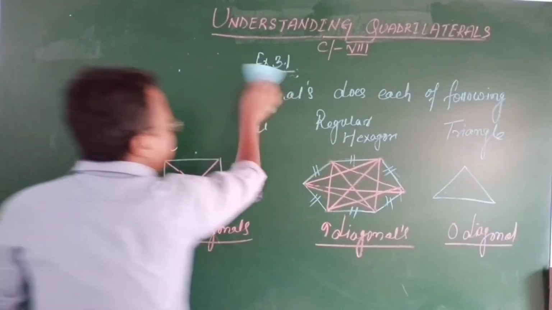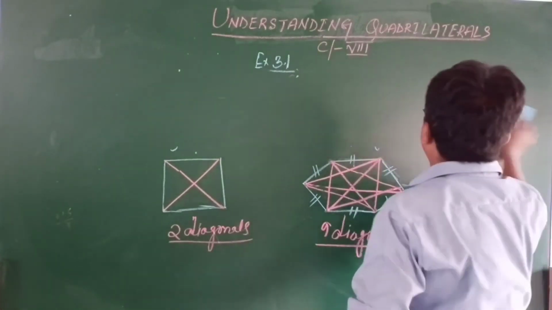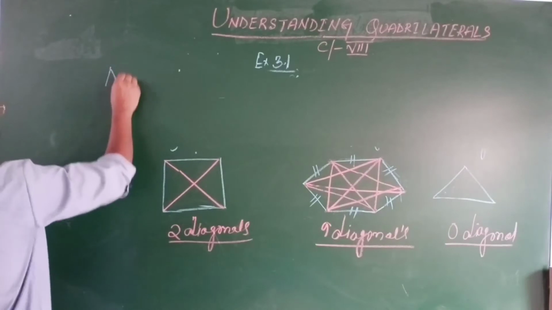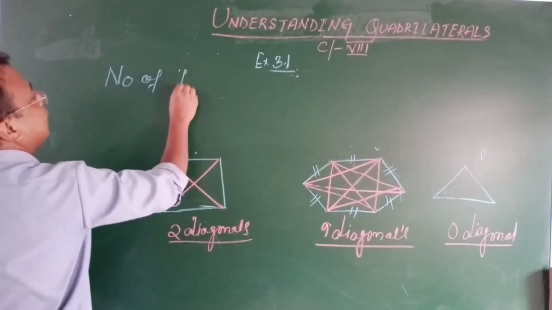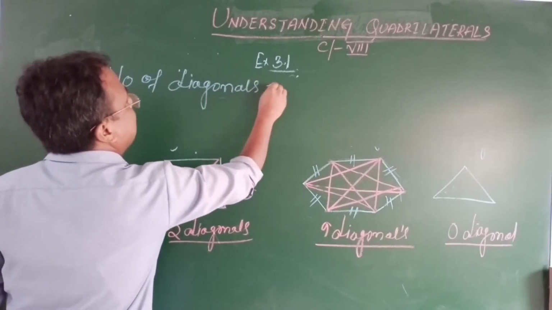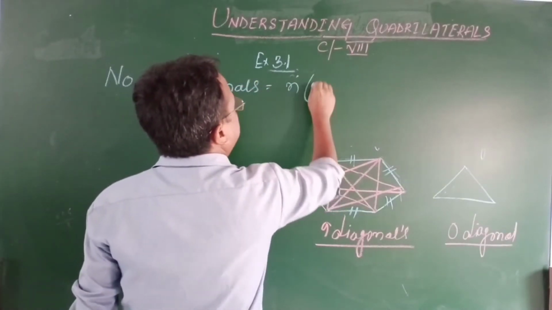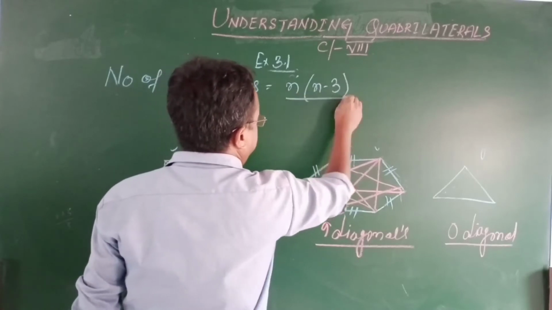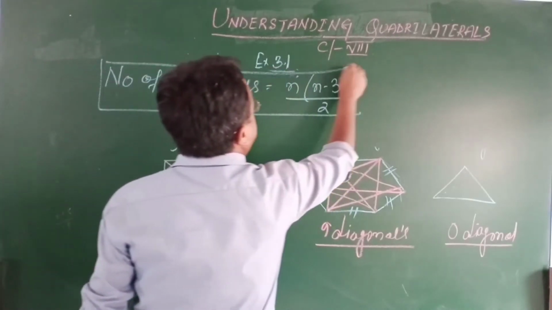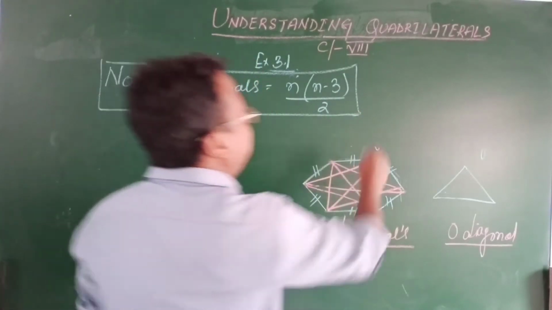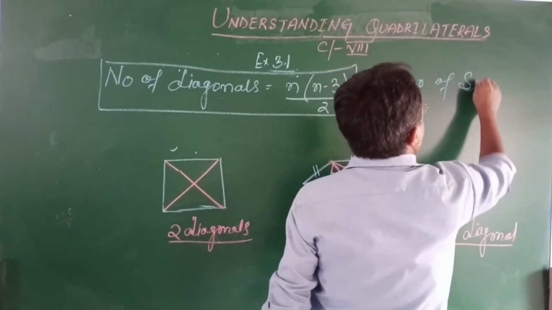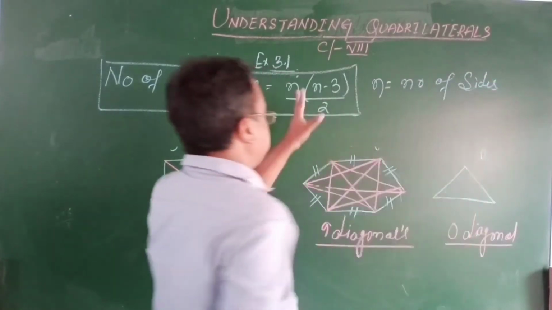Remember this formula to find the number of diagonals. Number of diagonals equals n into (n minus 3) divided by 2. This is the formula, remember: n(n minus 3)/2. Here n is equal to the number of what? Sides. n means number of sides.